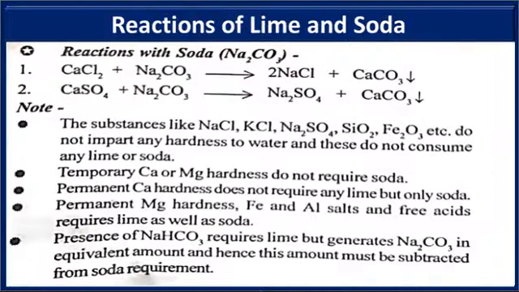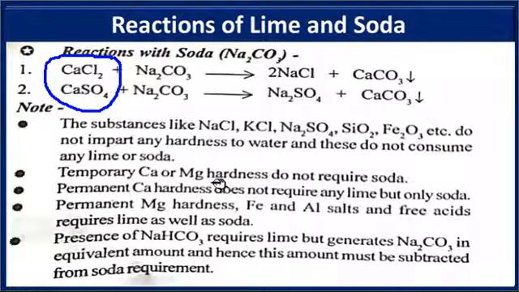Now, reactions of the soda. The soda is used to remove the permanent calcium hardness basically, and permanent calcium hardness is calcium chloride and calcium sulfate. It reacts with sodium carbonate to form calcium carbonate precipitate, which can be removed by filtration. So in all those reactions in which calcium chloride and calcium sulfate are formed as the precipitate, we will always use L plus S for the complete removal.